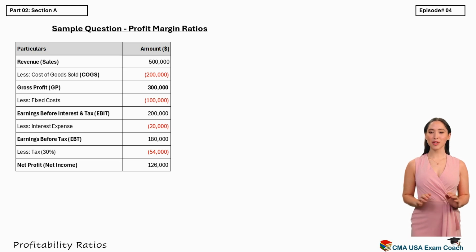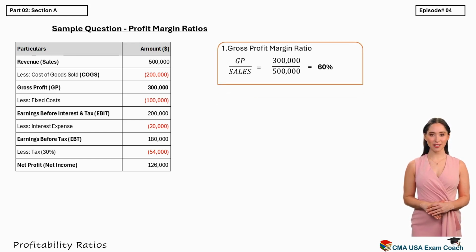Let's start with the gross profit margin. The formula is gross profit divided by sales multiplied by 100. In this case, we have a gross profit of $300,000 and sales of $500,000. Applying the formula, 300,000 divided by 500,000 gives us 0.6 or 60%. This means the company retains 60% of its sales revenue after covering the direct cost of producing goods. It indicates strong control over production costs or good pricing power.